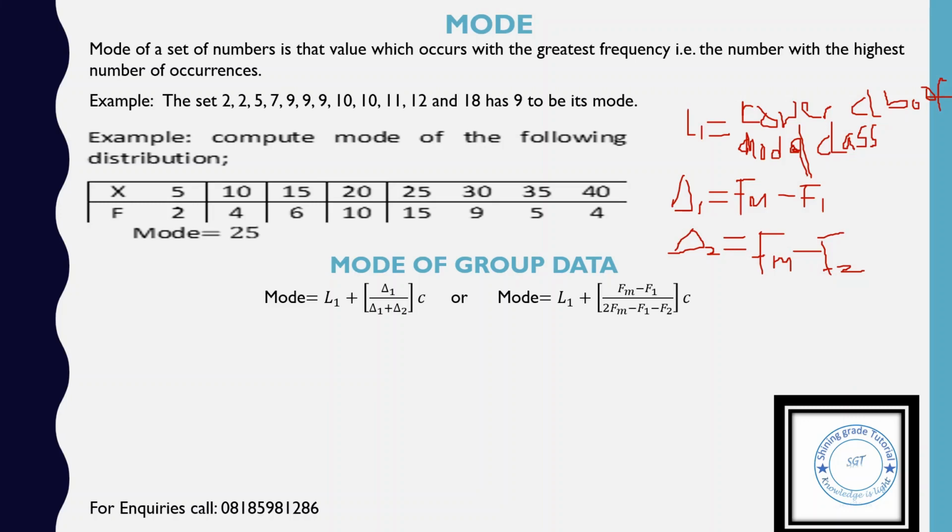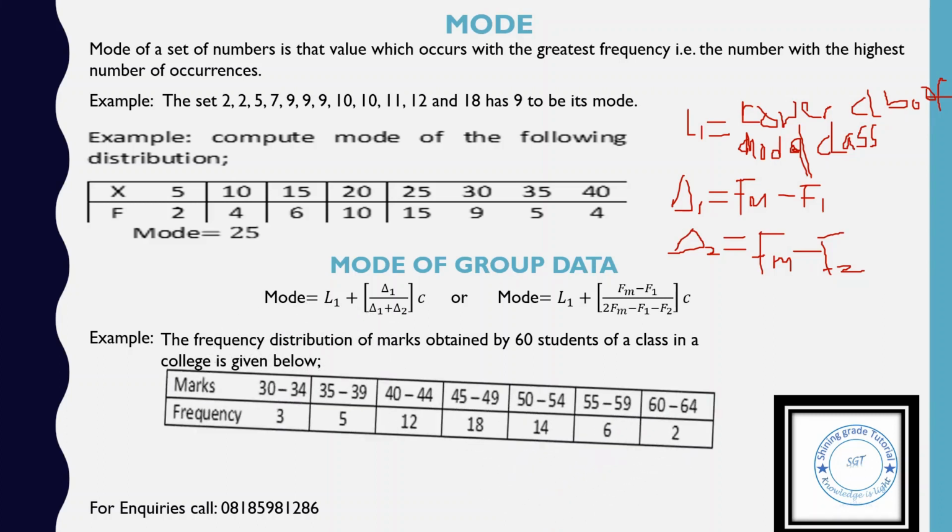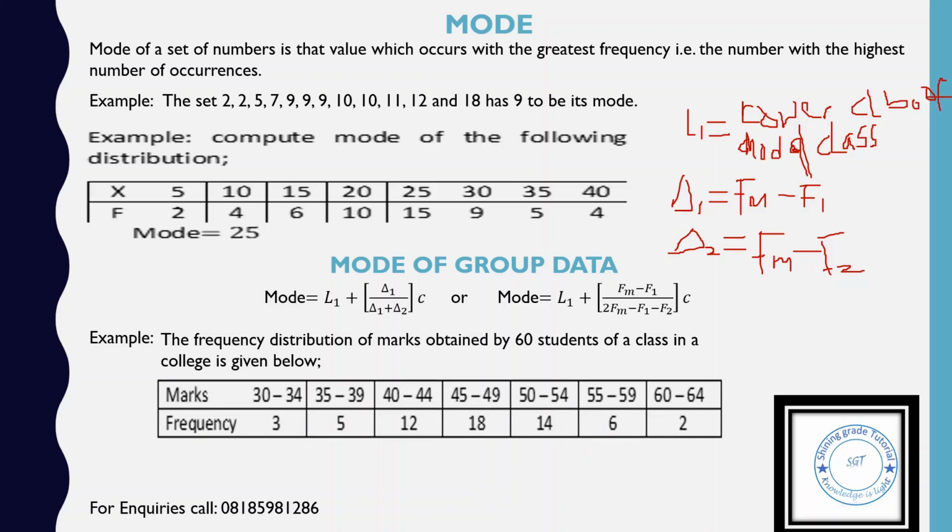So we can use either of the two. Let's take an example. We have the frequency distribution of marks obtained by 60 students of a class in a college, given below. We have the marks in classes, and we have their frequencies as well. We are asked to find the mode of this distribution.